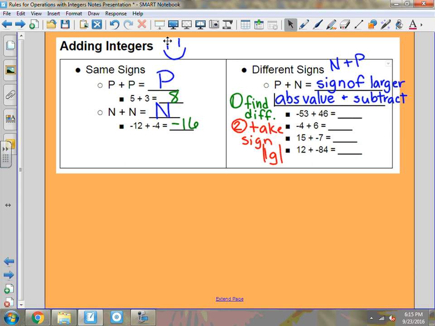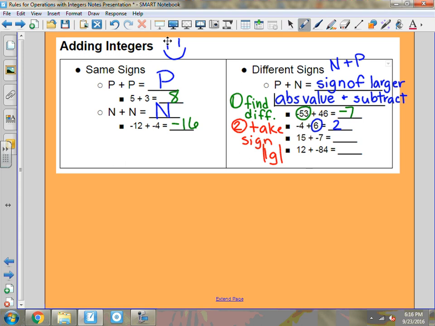So take a look at negative 53 plus 46, a negative plus a positive. The difference between 53 and 46 is 7. And if you look on the number line, you could see the difference between 7 hops. And then taking the sign of the larger absolute value. The larger absolute value is the 53, and the 53 is negative. The next number, negative 4 plus 6. The difference between 4 and 6 is 2, and the absolute value of the larger number is the 6. It's positive.